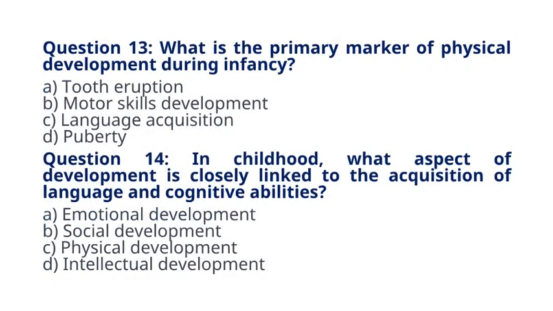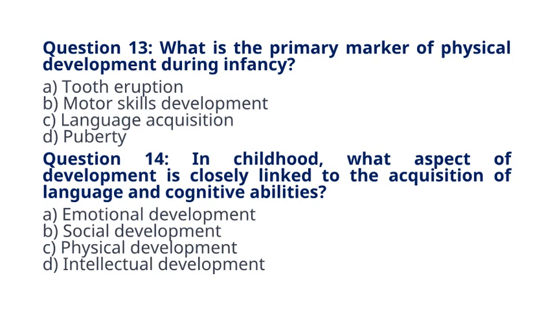Question 13. What is the primary marker of physical development during infancy? A. Tooth eruption. B. Motor skills development. C. Language acquisition. D. Puberty. The correct answer to question 13 is option B. Motor skills development. Explanation: motor skills, such as crawling and walking, are significant indicators of physical development in infancy.